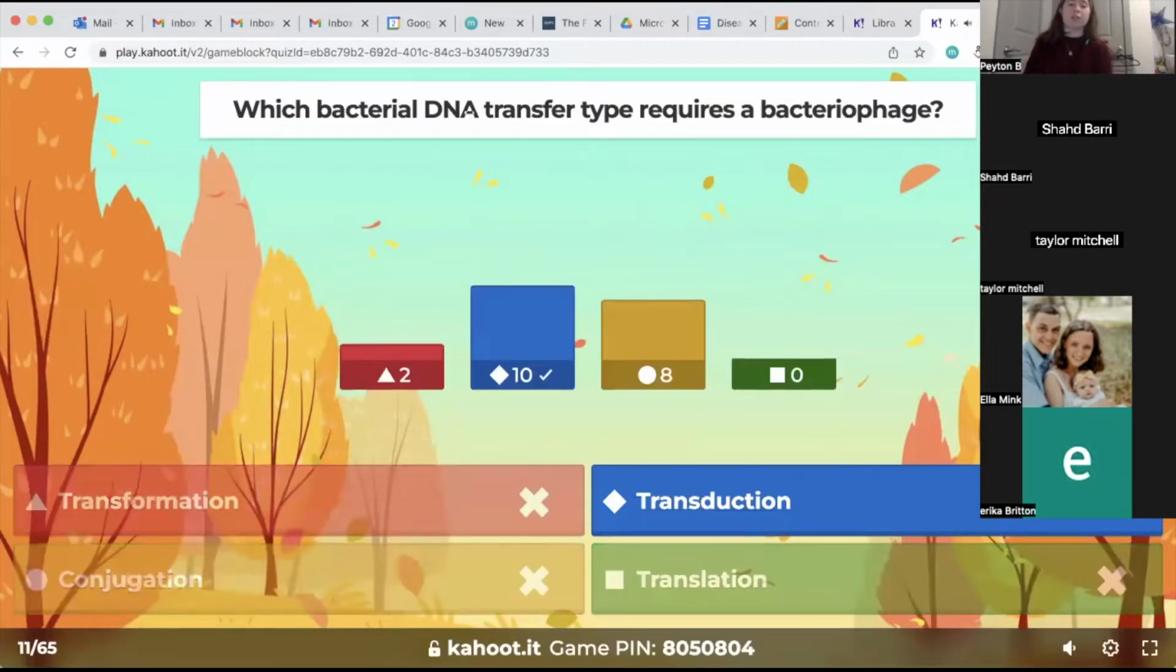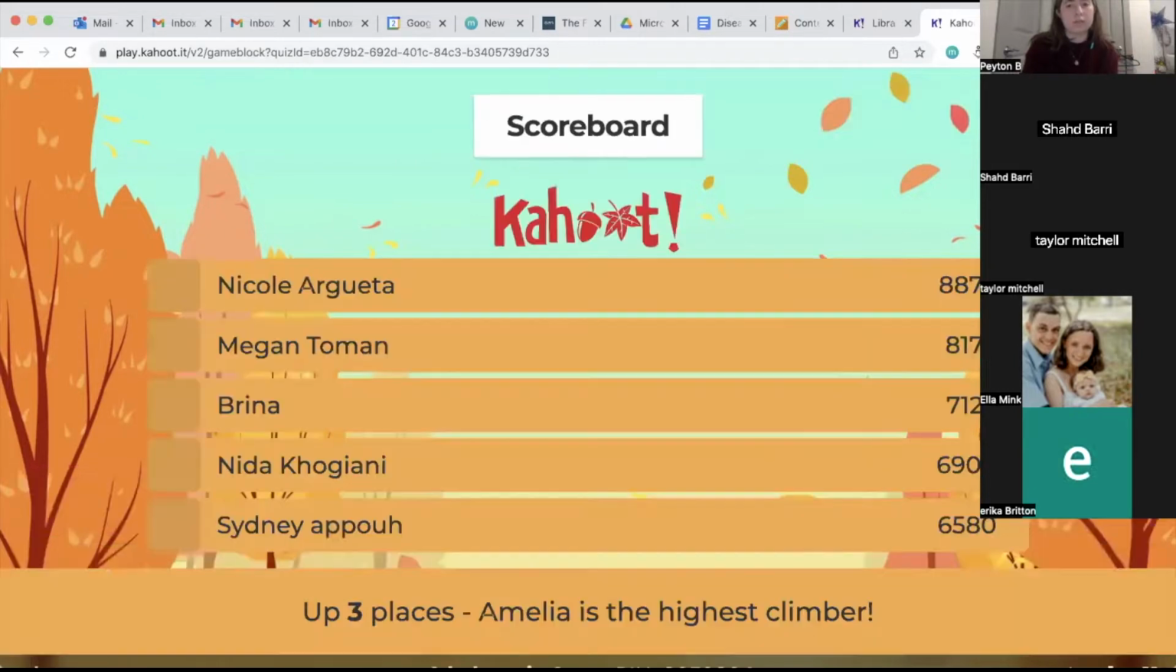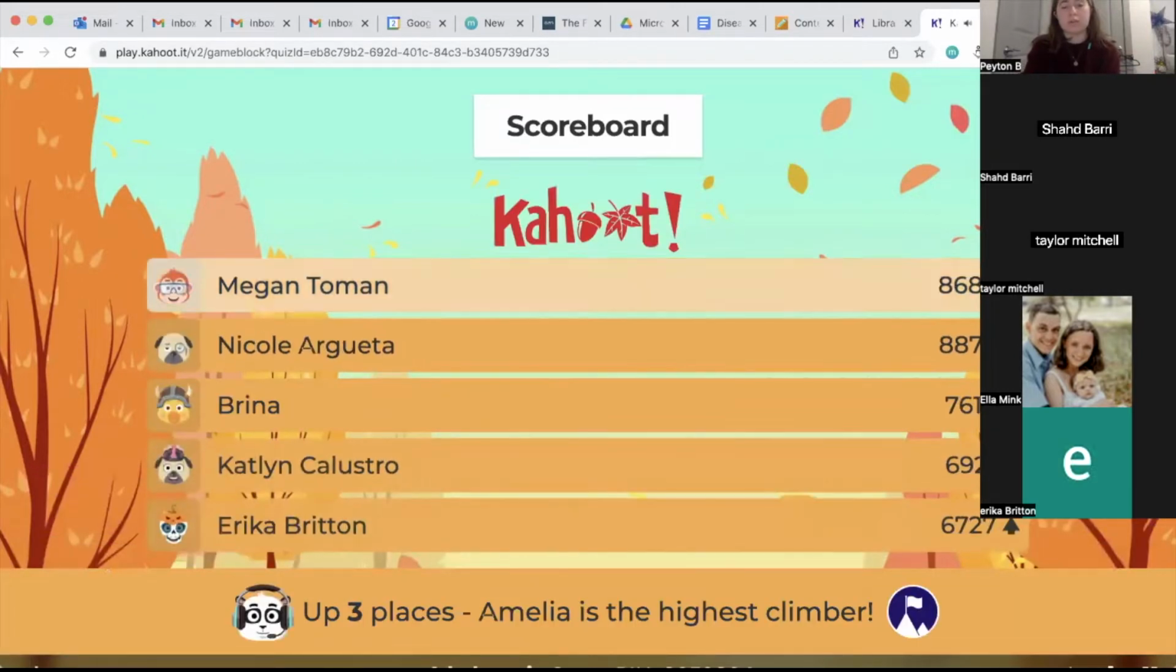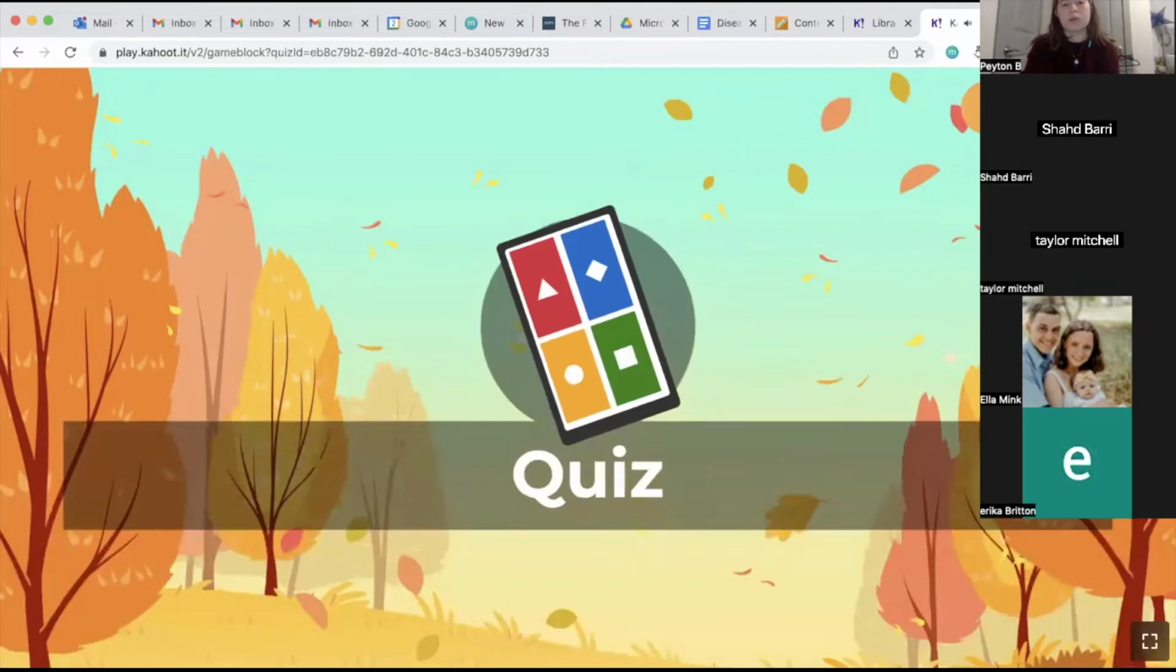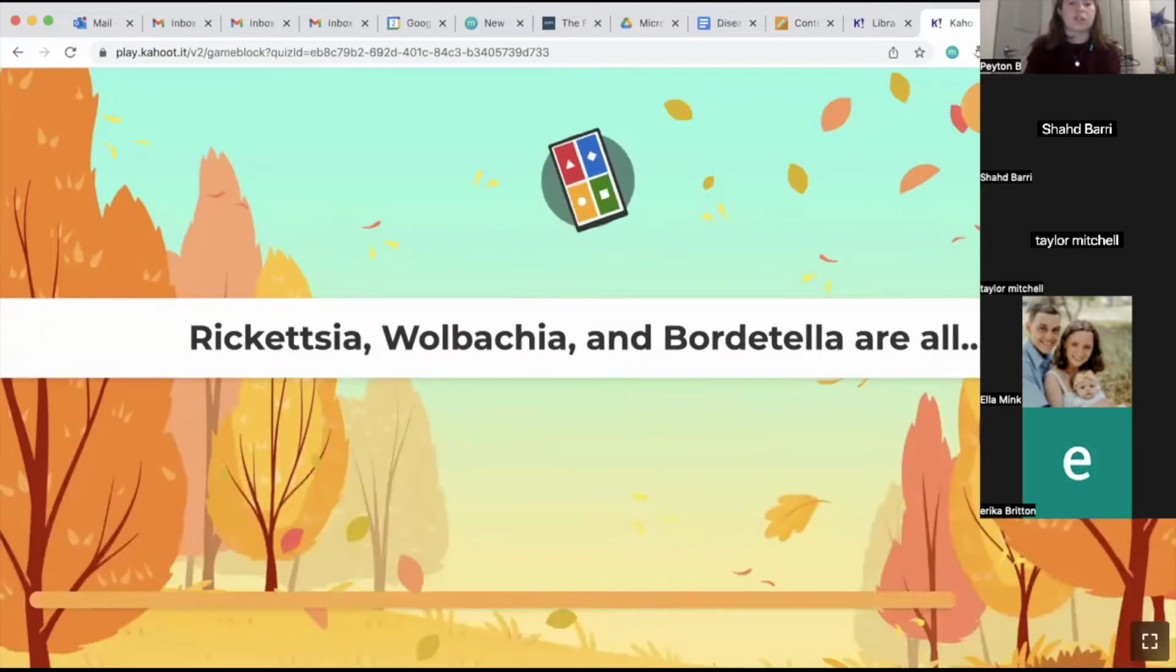It is transduction, not conjugation. So conjugation is the one that uses a sex pilus and is the transfer of the F plasmid. Transduction requires a bacteriophage. So know the differences between those ones, guys. Go over transformation, transduction, and conjugation again.